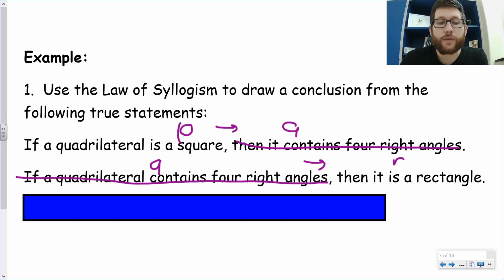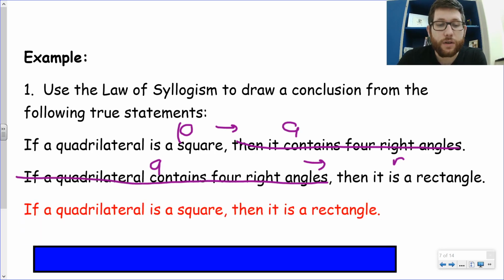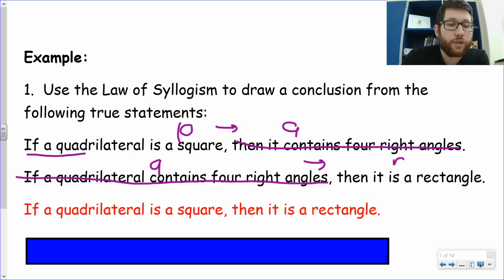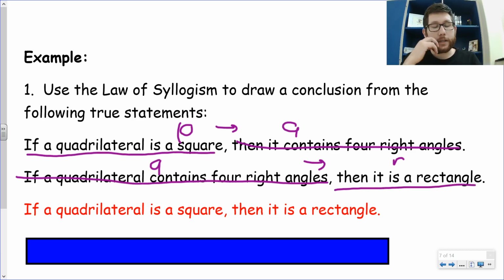I can actually get rid of them, and my final answer turns out to be, if a quadrilateral is a square, then it's a rectangle. So that's law of syllogism. You stack 2 statements, they have to have a connector, and this is what's really important. Notice this Q statement, it's at the end of one and it's at the beginning of another statement. The one that's the same needs to be the end of one and the beginning of another.